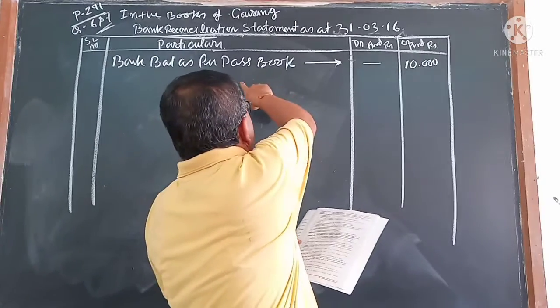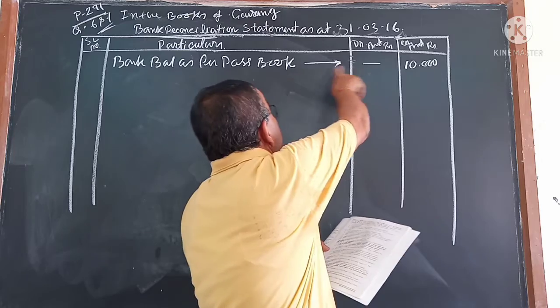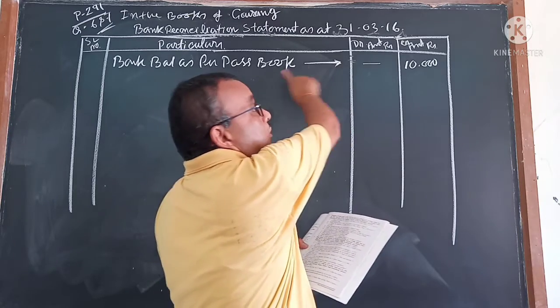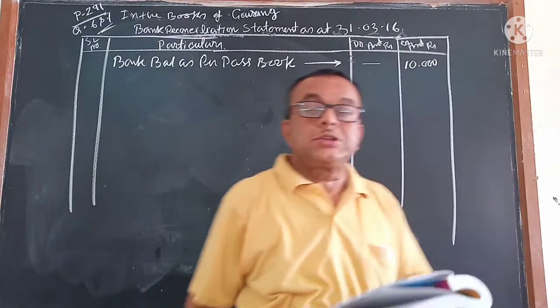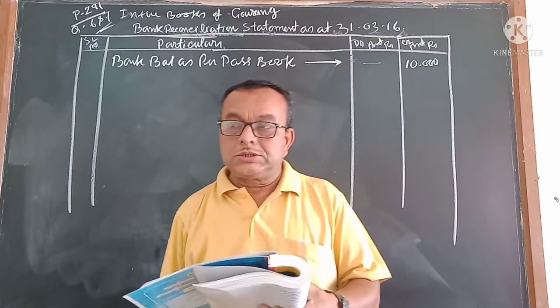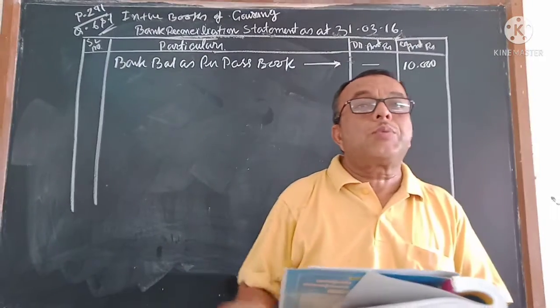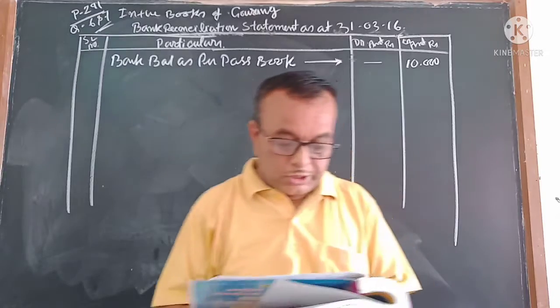If it is given bank balance as per cash book, it comes on the debit side. If it is given bank balance as per passbook, it comes on the credit side. This is called normal balance. If it is an abnormal balance or overdraft, the place will change.